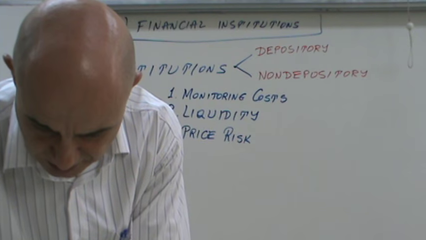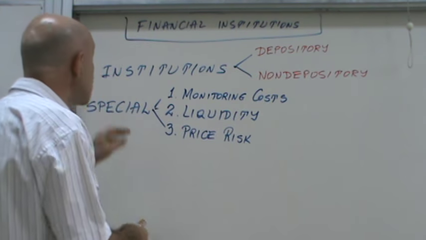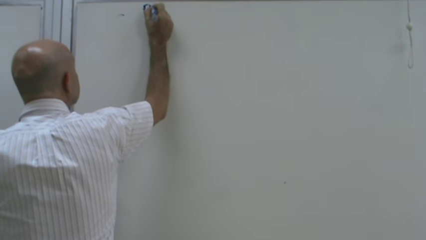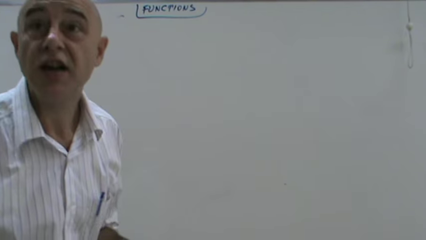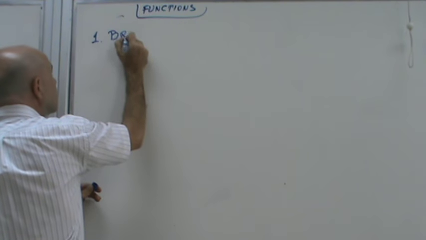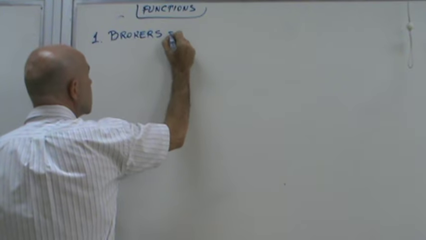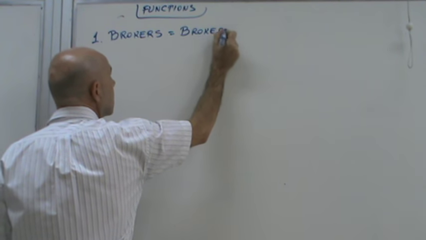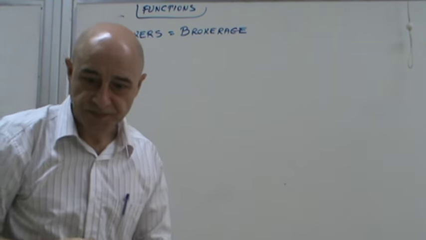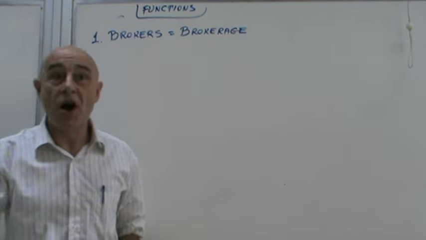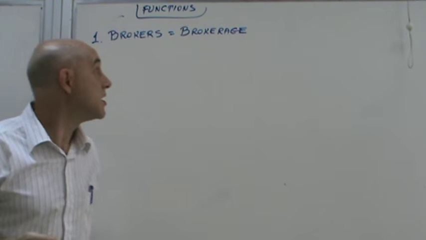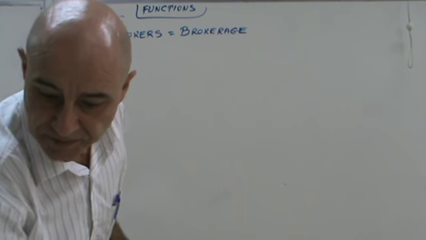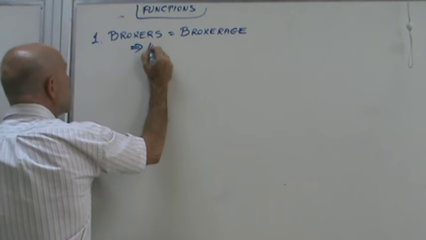All right, so I have here some functions of financial institutions. First function is as brokers, or brokerage functions. You want to buy a stock, they'll help you buy a stock. You want to buy a bond, they'll help you buy a bond. Or maybe precious metals, they'll help you with that. So that's number one. Number two, they'll be doing investment research.